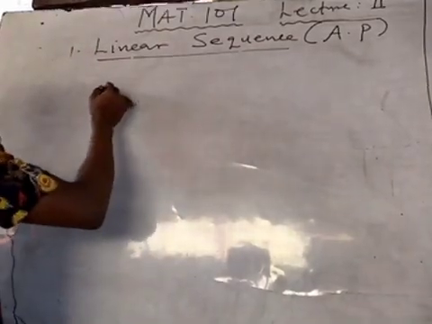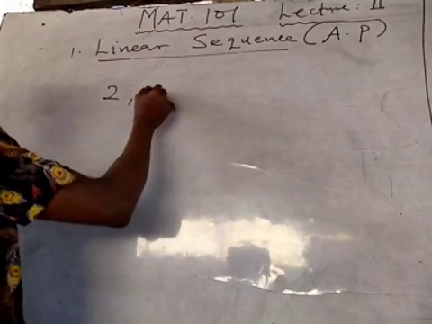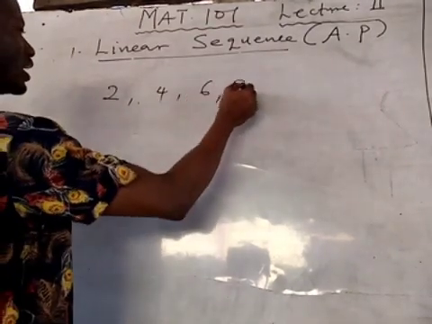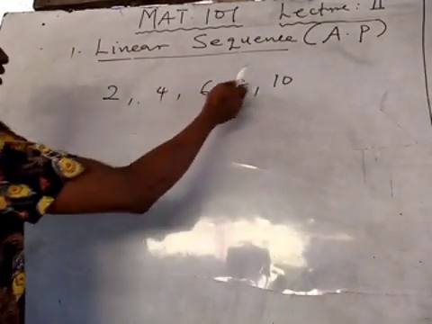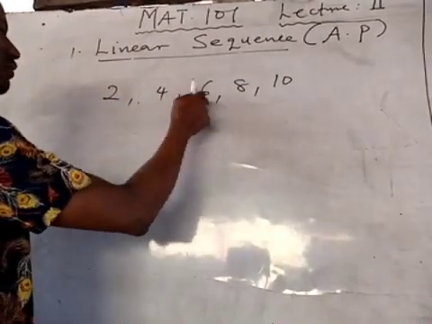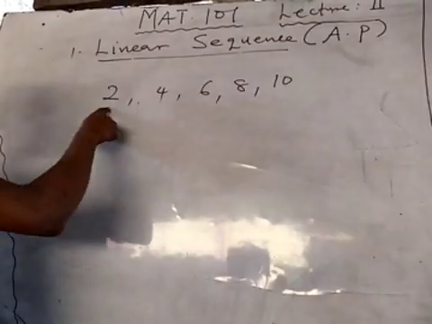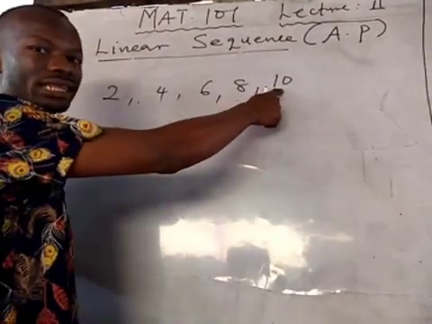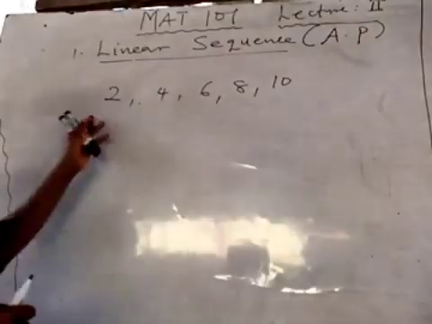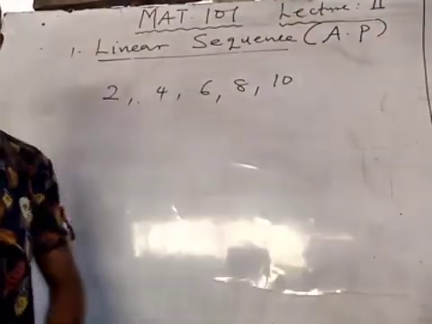If you look at the sequence I gave before, 2, 4, 6, 8, and 10, all these things are the terms. We call these the terms of the sequence. So this is the first term, this is the second term, this is the third term, the fourth term, and the fifth term. So this sequence is made up of 5 terms.